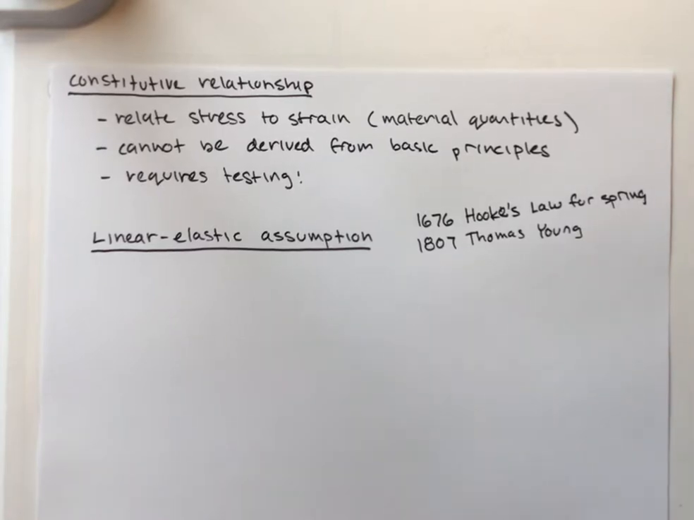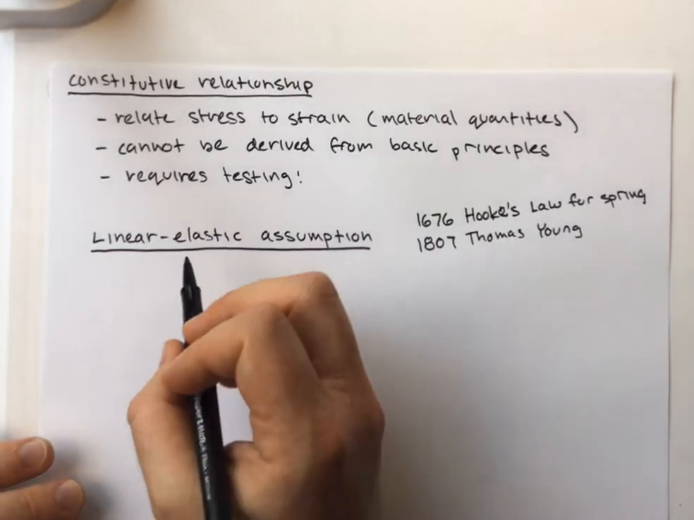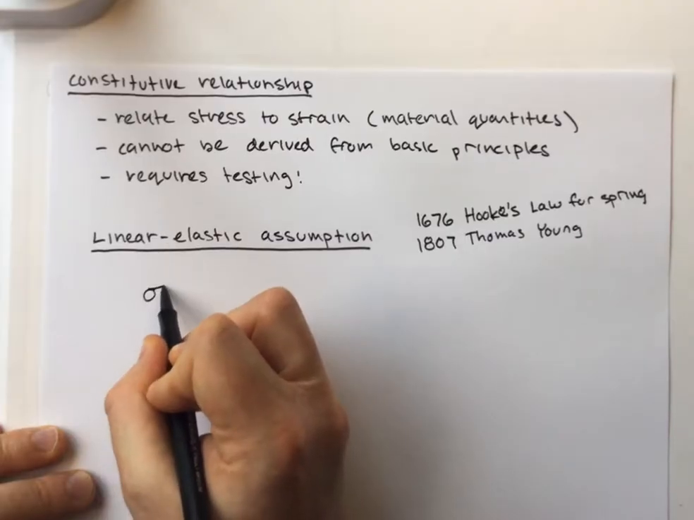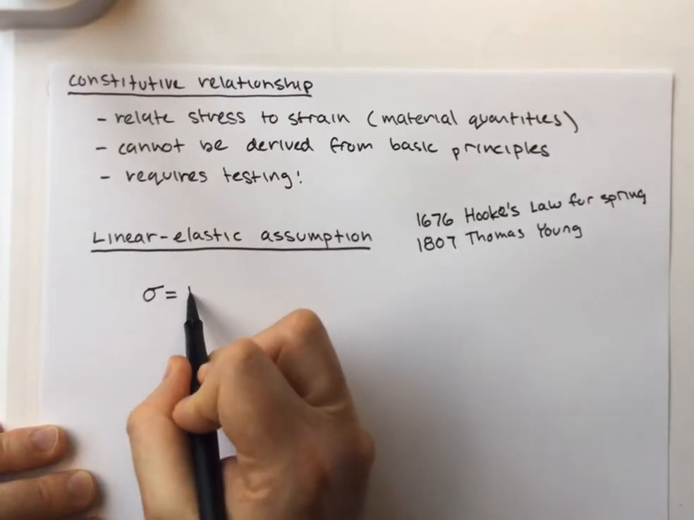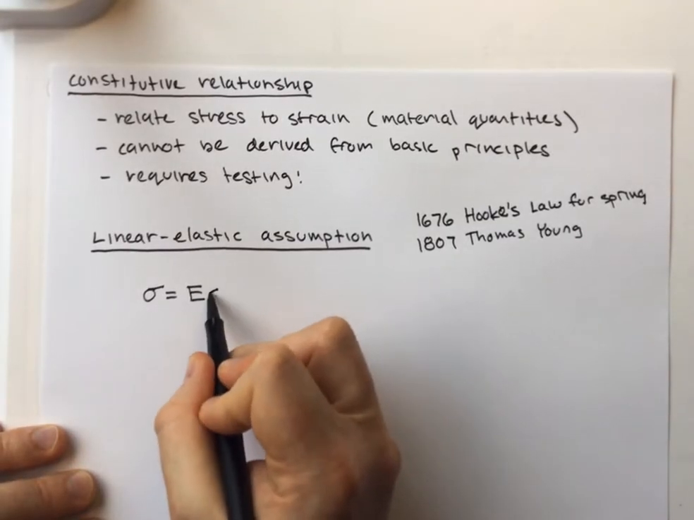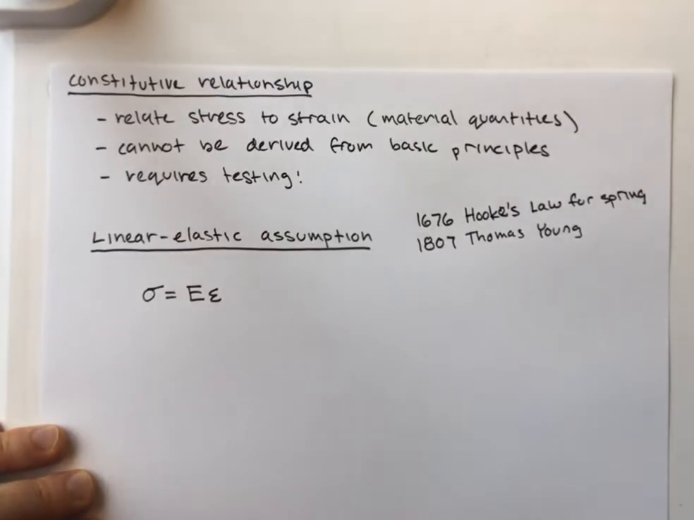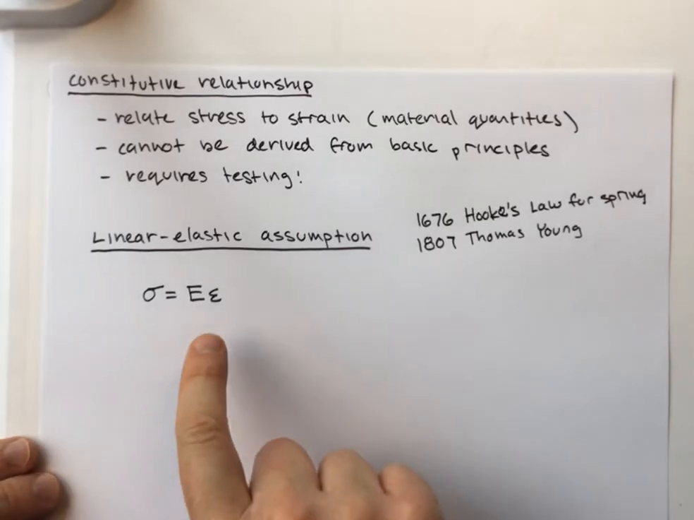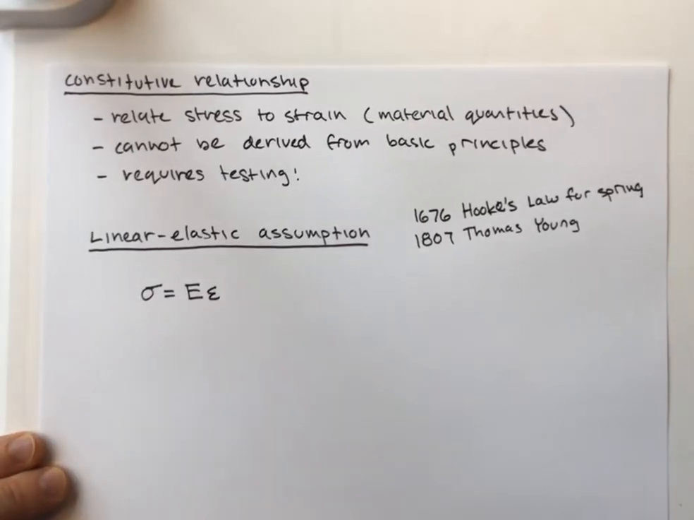And so you'll often hear this relationship, which is stress is equal to a constant E times strain. You'll often hear this constant E referred to as Young's modulus, or the elastic modulus. It is a material constant that is obviously going to be different for every different material, but it relates strain to stress, and it's just a linear relationship.